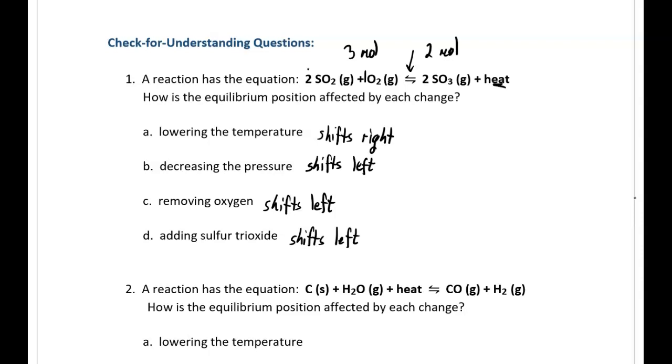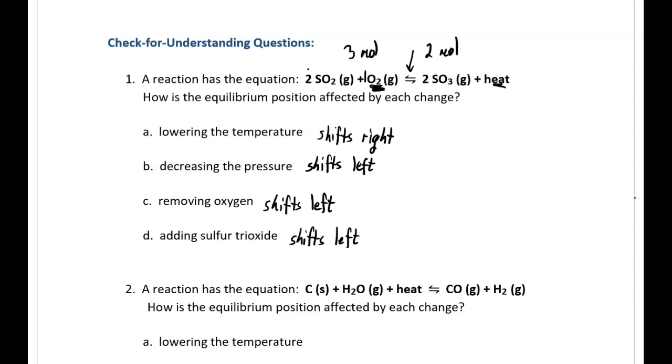Okay, what happens if oxygen is taken out of the container? Well, the chemical reaction needs to respond by making some more oxygen. Oxygen is located right here on the left side of the arrow. So if the reverse reaction happens, it's going to make more of the oxygen. So the equilibrium position shifts to the left to create a greater concentration of oxygen.